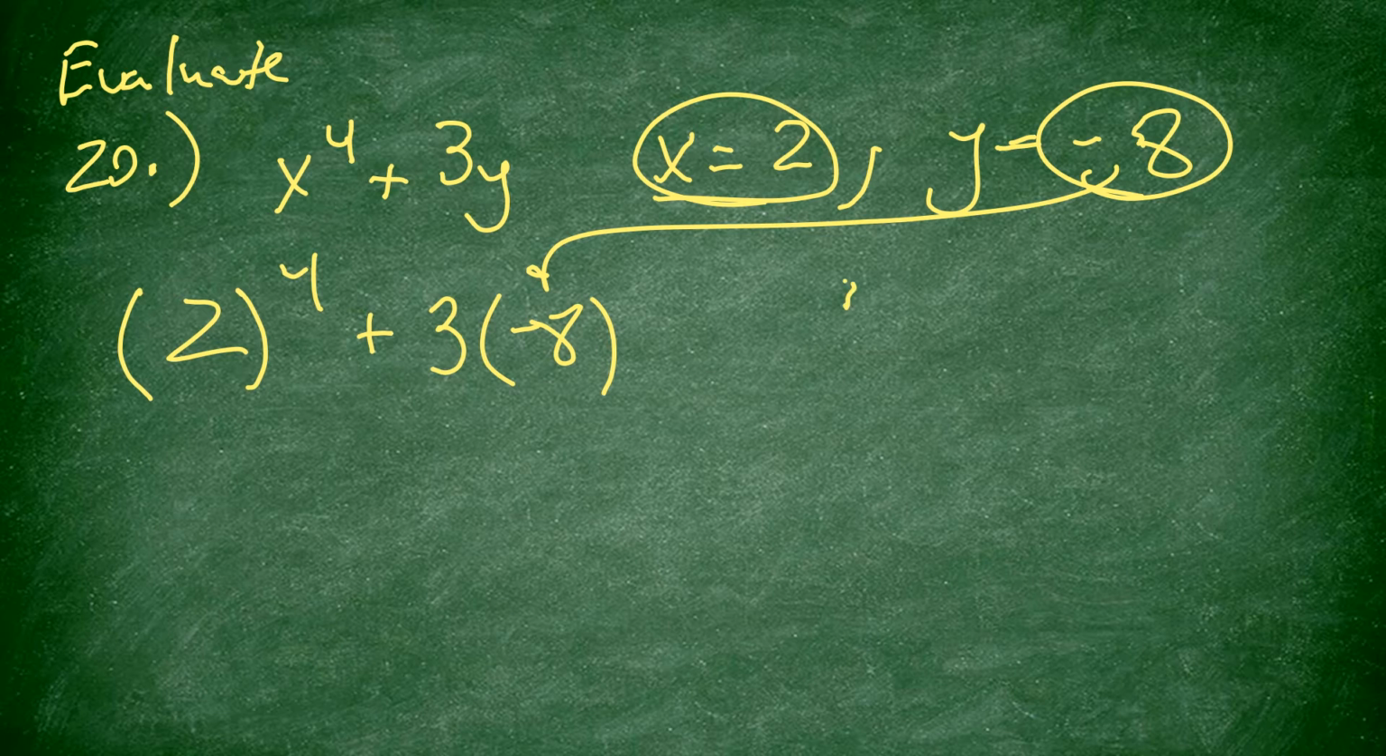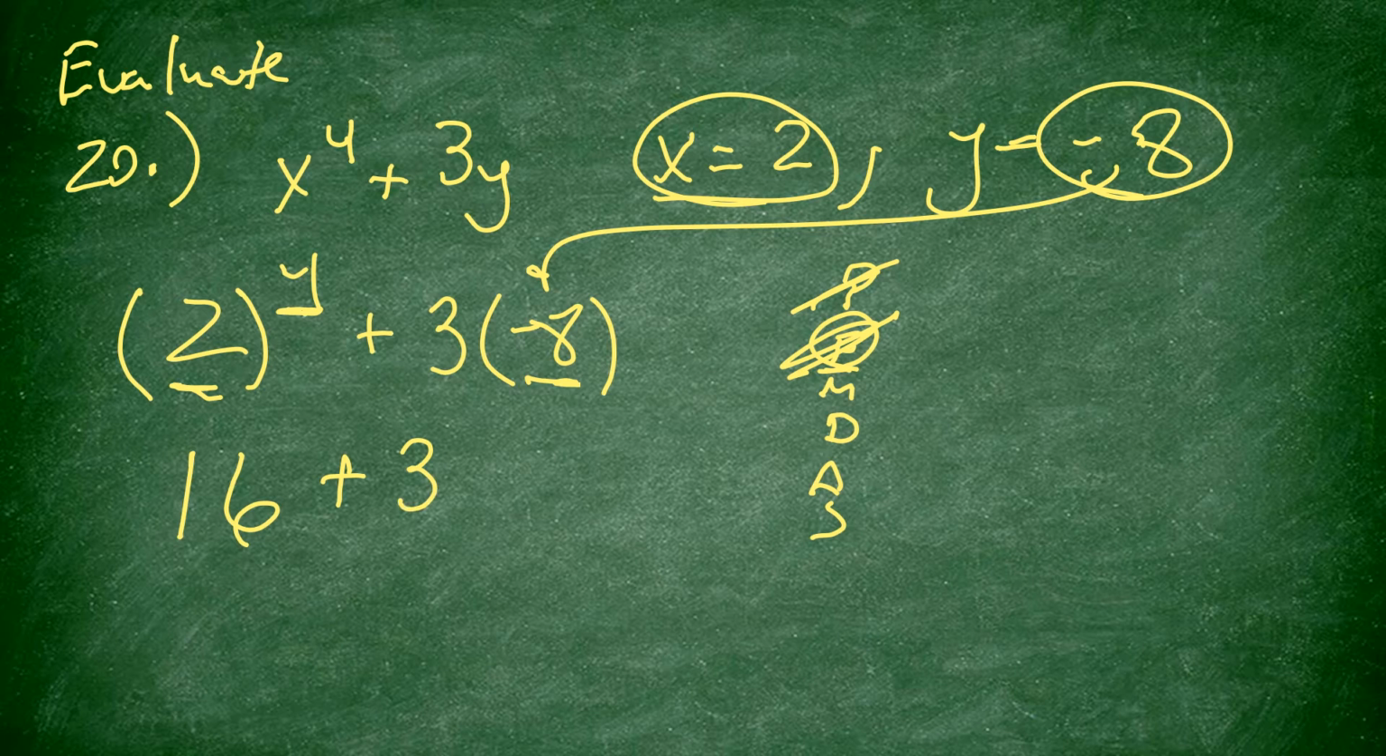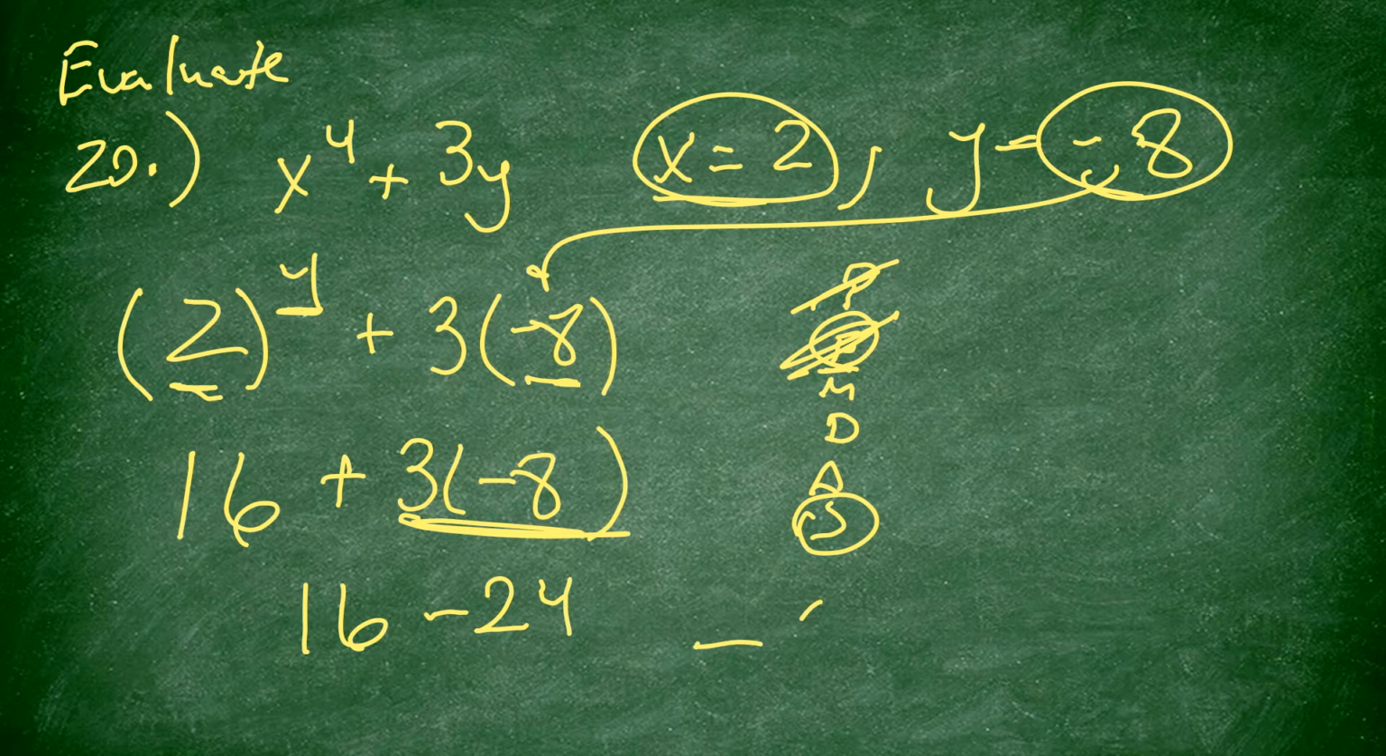Now I just do my PEMDAS. Remember, PEMDAS, there's nothing going inside those parentheses, so there's no parentheses to worry about. I see an exponent. That's why I do 2 to the 4th to get 16. Cross it off. Now there's some multiplication right here, so I do that next. So I get 16 minus 24. Now I can do my subtraction, which is negative 8. That should be your final answer, negative 8.